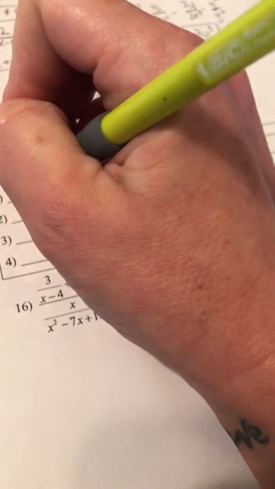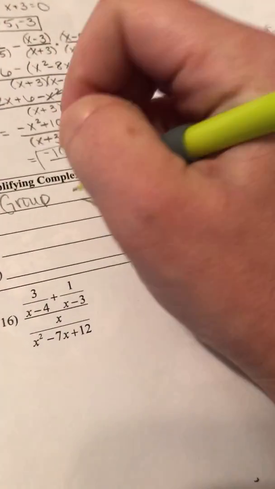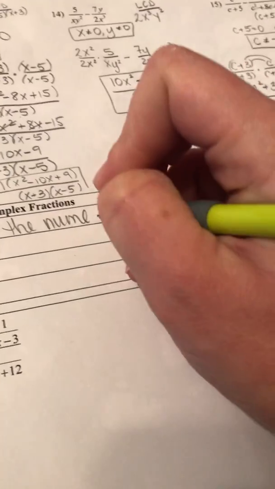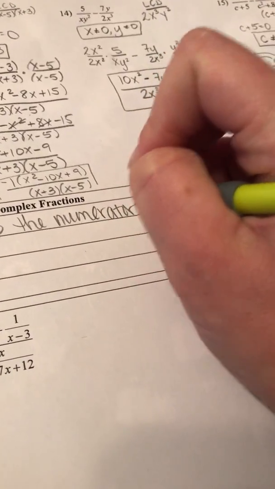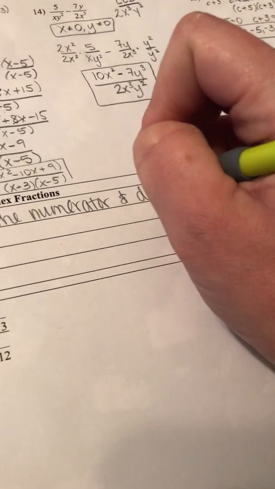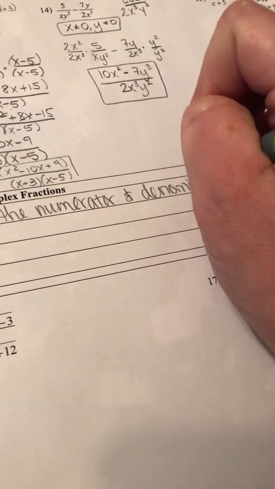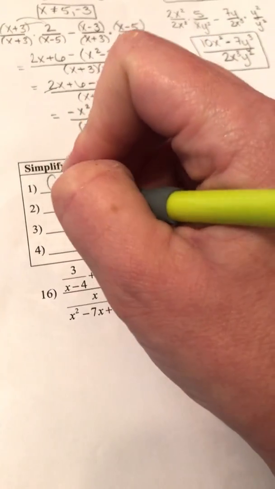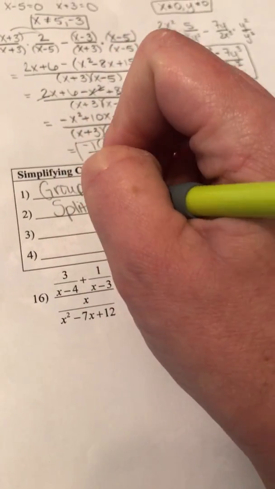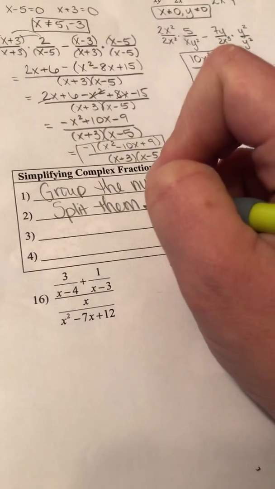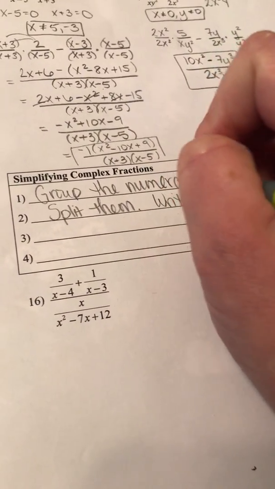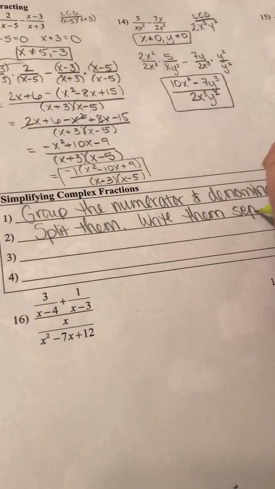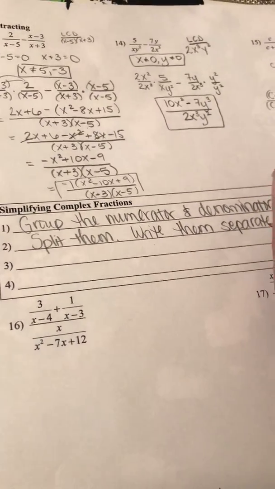Okay, so step 1, group the numerator and the denominator. What do I mean by that? I mean use parentheses. So group the numerator and denominator. Okay, step 2, split them. Write them separately. Write them out separately.